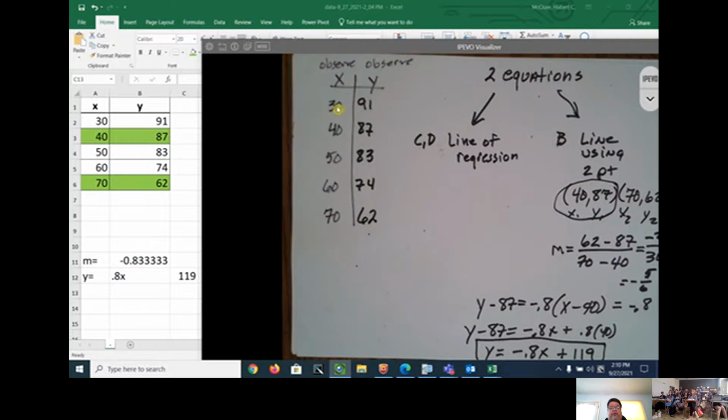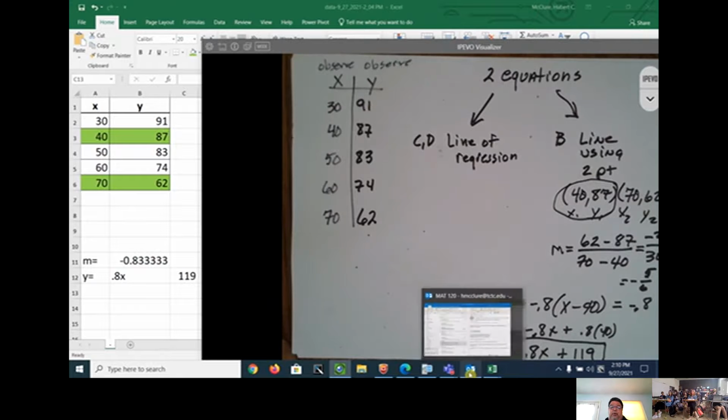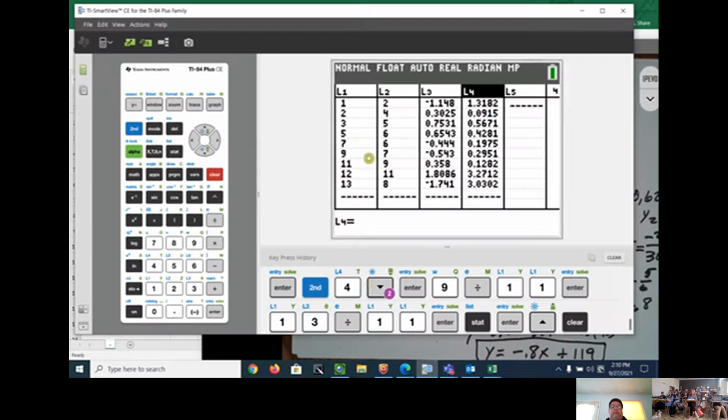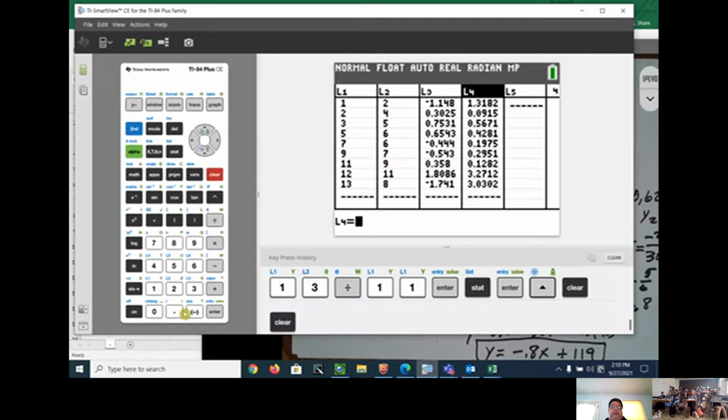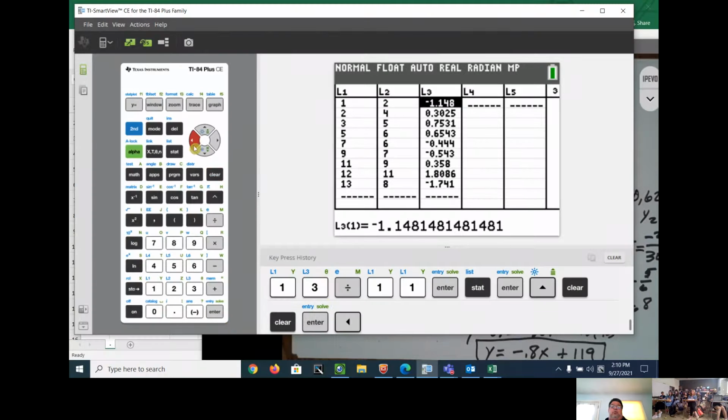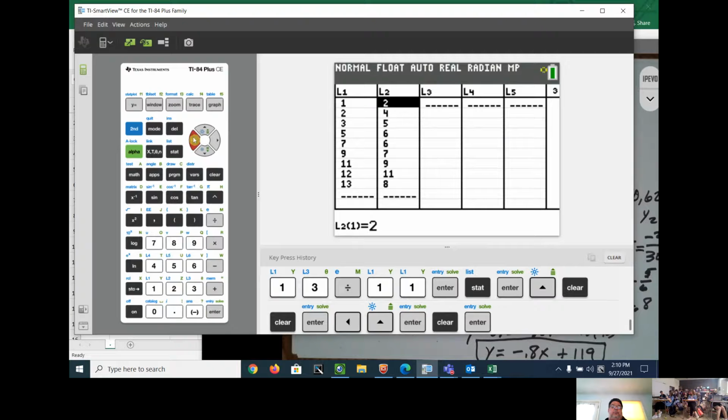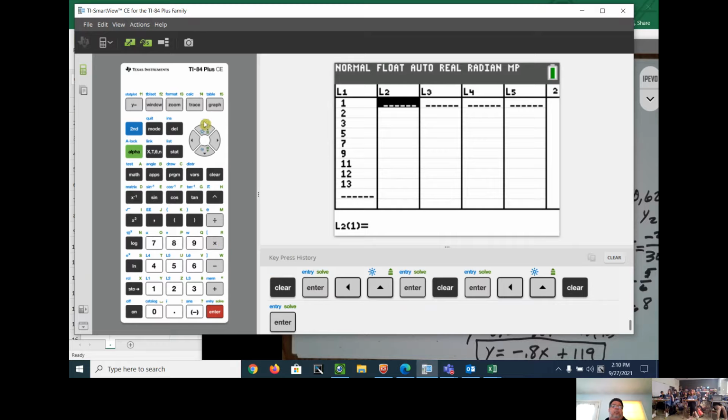Well, now you got to figure your points. Okay, right now, I'm going to try to do this with your calculator. Here's your calculator. And we're going to clear this. I'm going to clear all of them because I've got too many numbers. Clear this one, and clear this one.